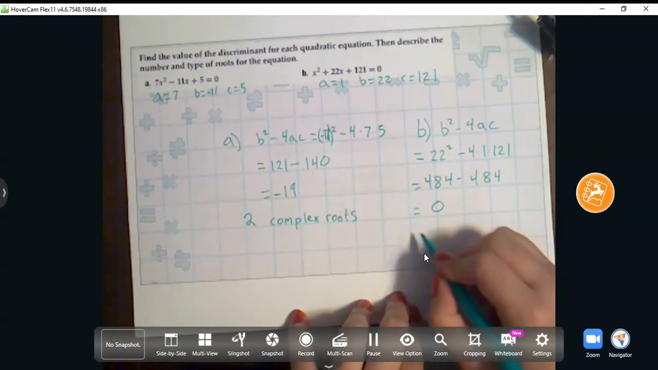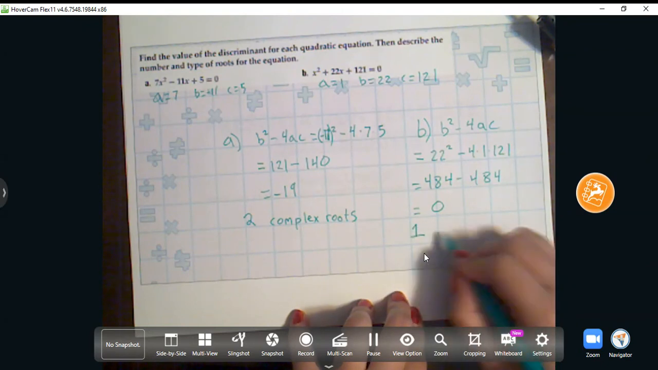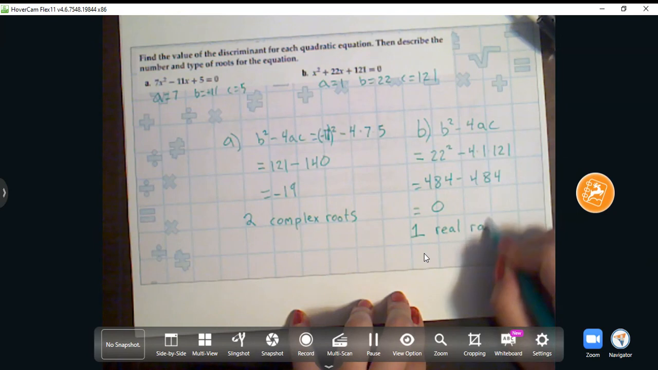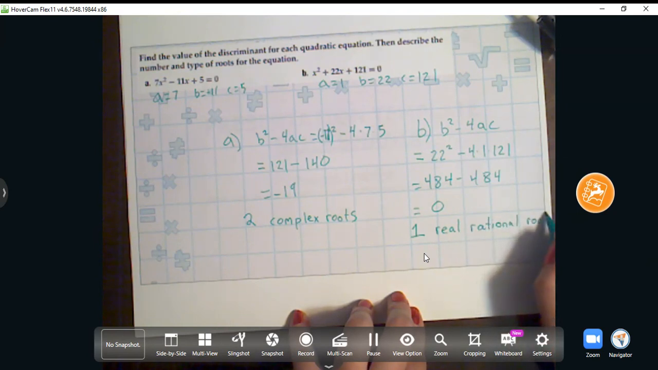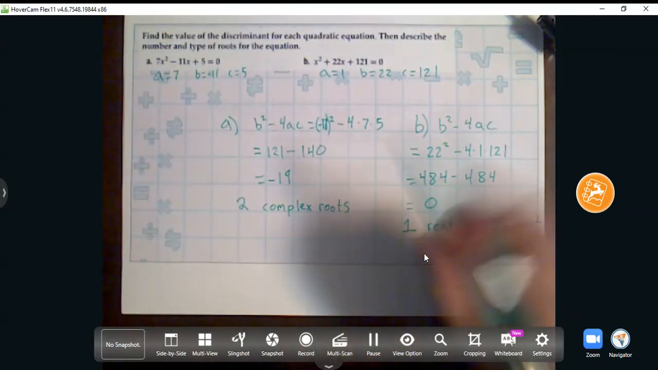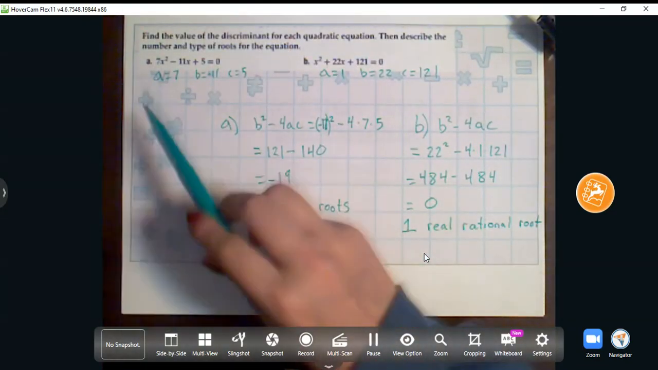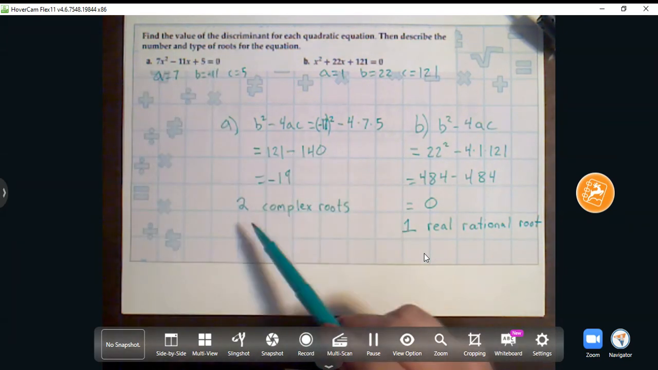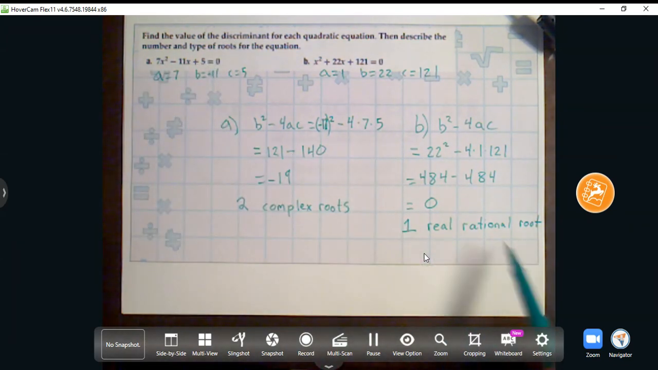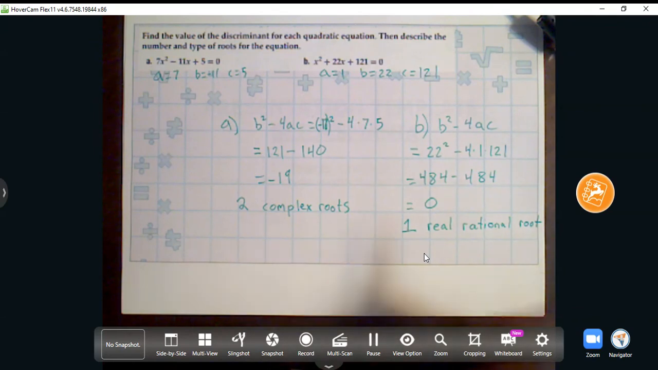So this means that we would have one real rational root. And when it's talking about the number, obviously that's the 2 or the 1. The type is going to be either, like I said, the complex, or in this case, we have real rational.